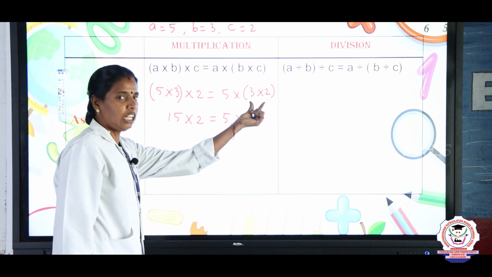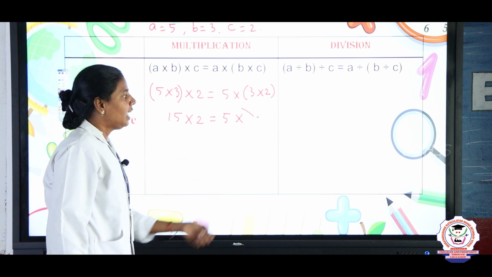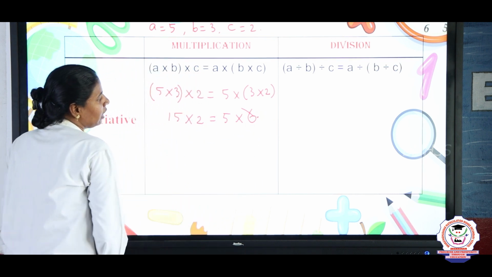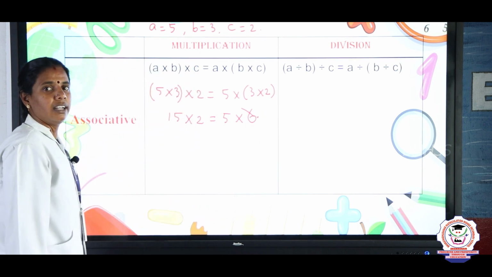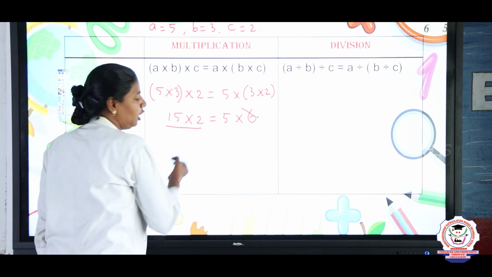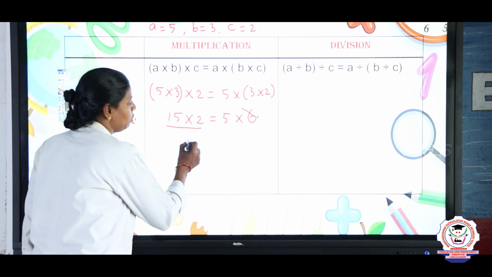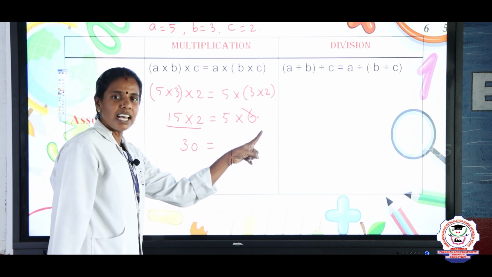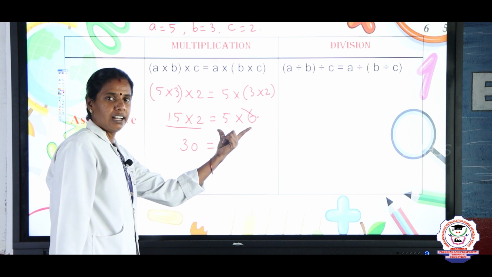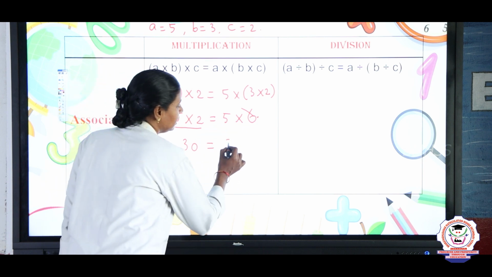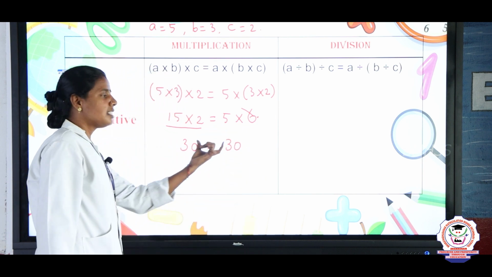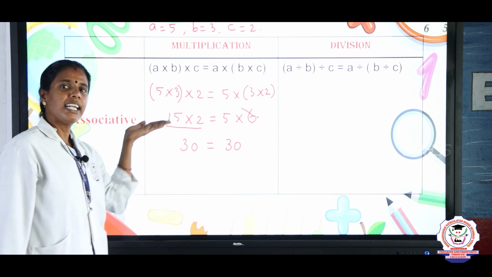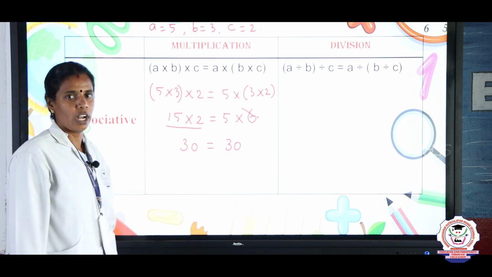Anjana, what is the answer for 3 2s? Yes, very good. 3 2s are 6. Now 15 2s, what is 15 2s? 15 2s are 30. And tell me 5 6s, Darshini, what is 5 6s? Yes, 5 6s are 30. So here LHS is equal to RHS. So when both are equal, multiplication satisfies associative property in whole numbers.